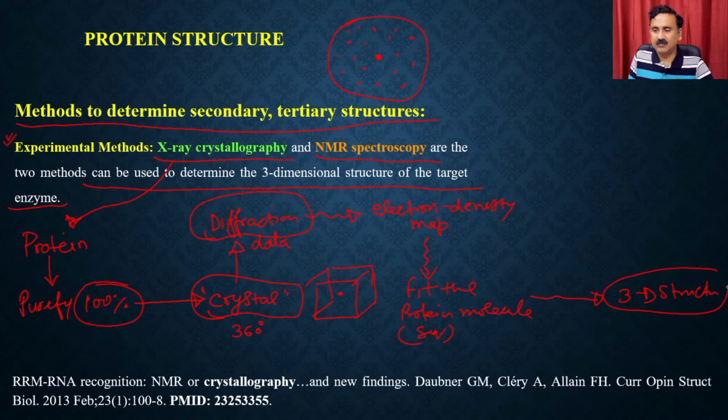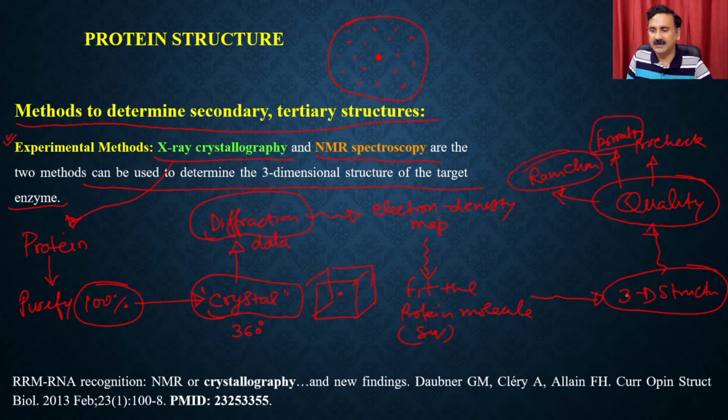Once you have the 3D structure of the protein, you can do the quality assessment with the help of programs. You can do the Ramachandran plot, ProCheck, and the ERRAT plot. These tell you whether the 3D structure you have solved by fitting the protein sequence into the electron density map is correct or not. If you get an R factor, which is called the error factor, of approximately 20, then you can say the protein structure you have solved using X-ray crystallography is very good.